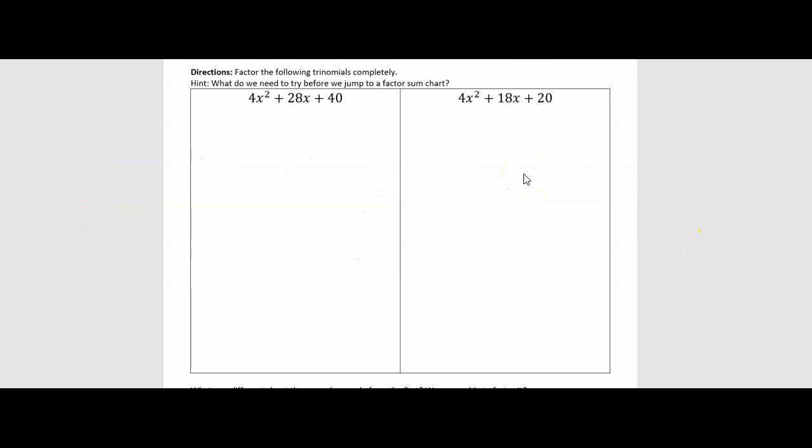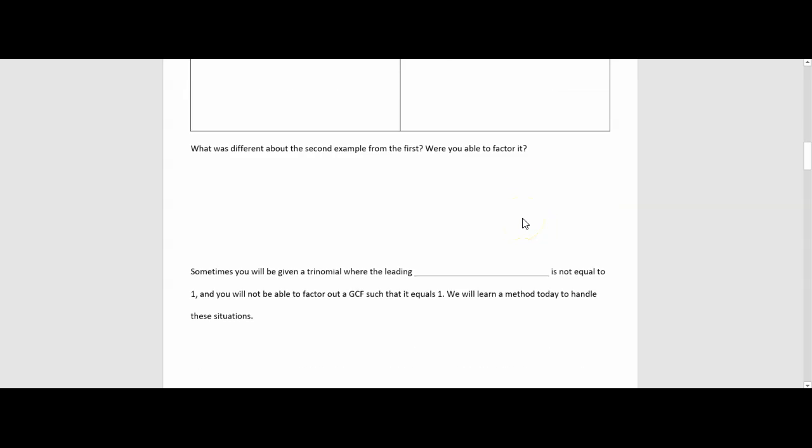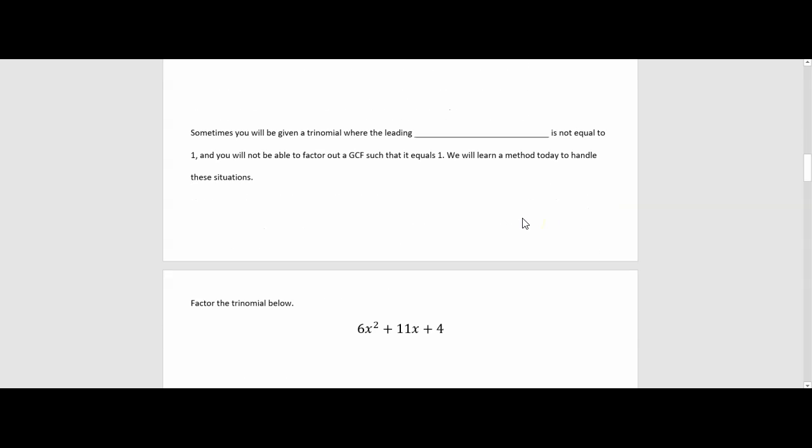And at the end of the lesson, you can actually come back up here and finish off that second problem. So like we discussed, sometimes you'll be given a trinomial where the leading coefficient, that's just the a value, is not equal to 1, and you will not be able to factor out a GCF such that the a value equals 1. Well, today we're going to learn a method to handle these situations.